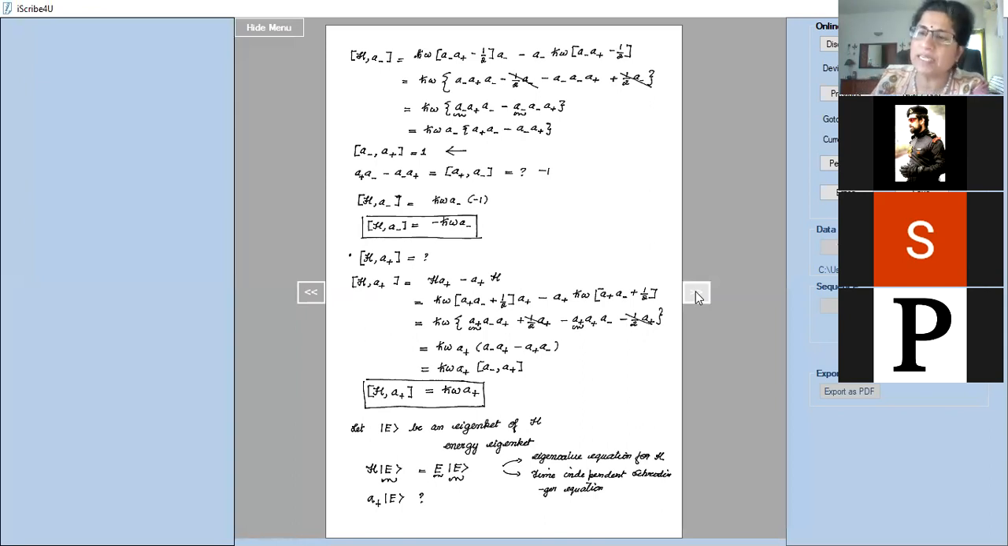Why are we sitting with this A plus and A minus? I've told you they are ladder operators. I haven't proved anything to you. So now I better do that. So we need to figure out what is this action of A plus on this energy eigenket. Similarly, we also need to do what is the action of this A minus on the energy eigenket.